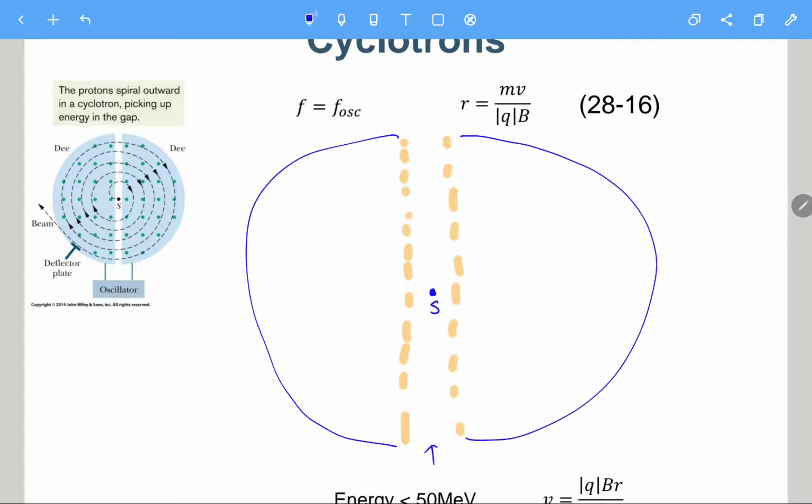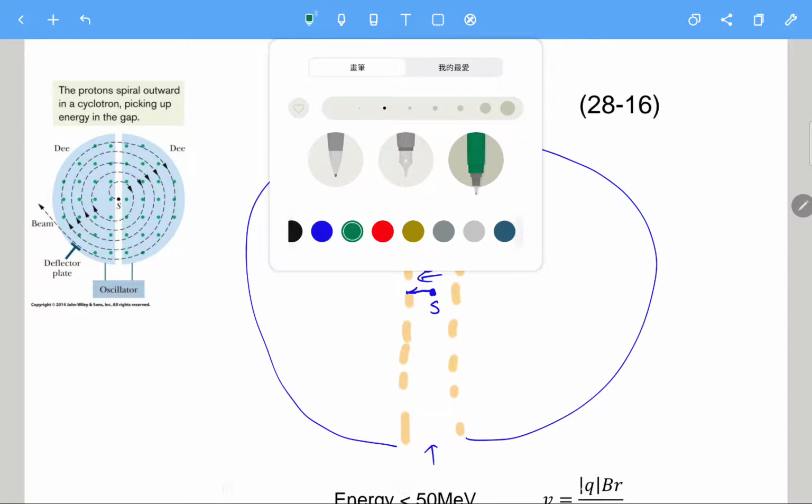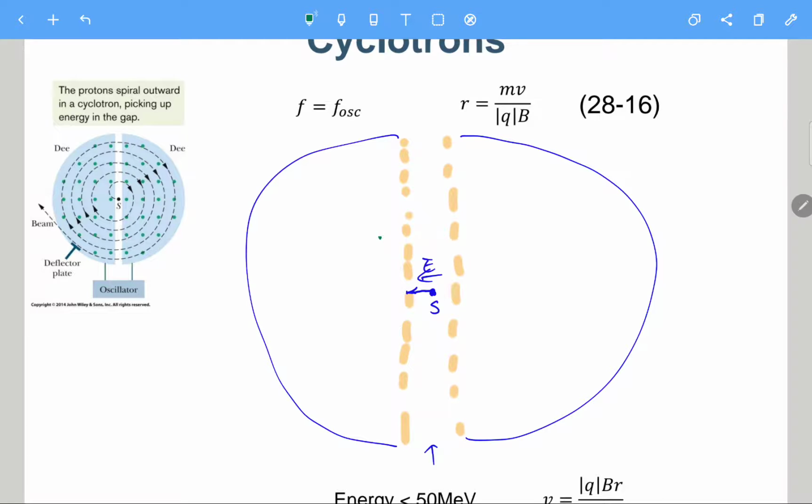At the beginning, the E field points to the left. So this particle will go this way and accelerate. Go in this way and accelerate. So at this point, up to here, there will be no E field and only B field there.